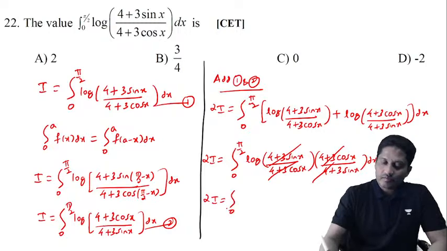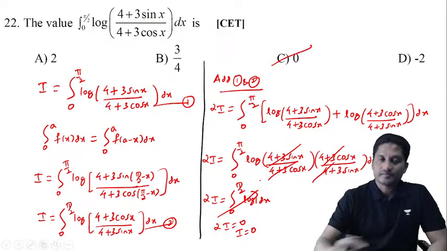2I is equal to the integration from 0 to pi by 2 of log 1. Log 1 to any base is 0. Integration of 0 is 0. So 2I is equal to 0, I is equal to 0. Answer is option C.